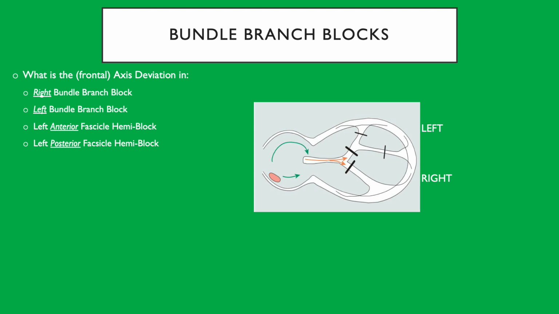Towards the left. Right. Okay, we said we don't care. We said we don't care. It's all in the criteria. Okay, we don't care for this one. So it's normal. Right bundle branch block, it's normal. Why? Because the right ventricle will depolarize late, but it's so small that it's not enough to change the axis. Okay, we're talking about muscles depolarizing.